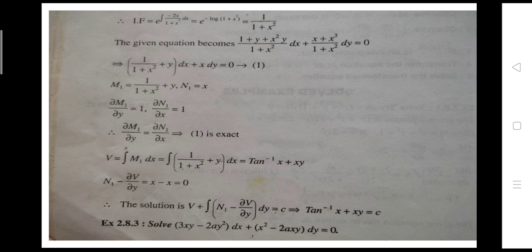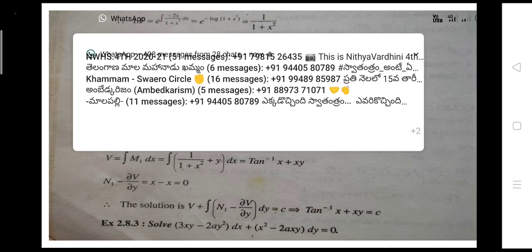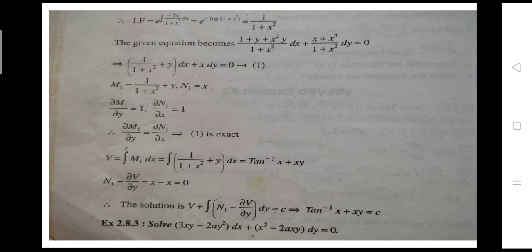The given differential equation is exact, and we need to find the general solution. If it is exact, we need to find v and N1 minus ∂v/∂y values. That is, v is equal to the integral of M1 dx, that is the integral of (1/(1+x²) + y) dx.